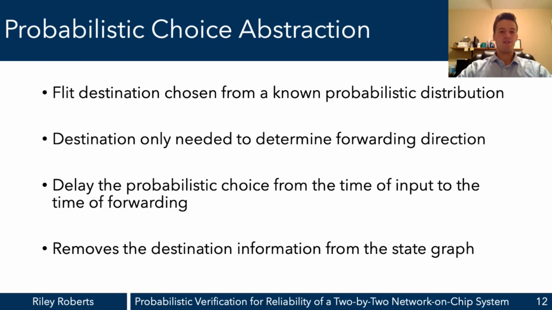The idea is to delay the probabilistic choice of the destination from the time of input to the time of forwarding. What this does is remove the destination information entirely from the state space and instead replaces the forwarding decisions with a probabilistic distribution of their own, which can be derived by combining the original distribution with the routing protocol.